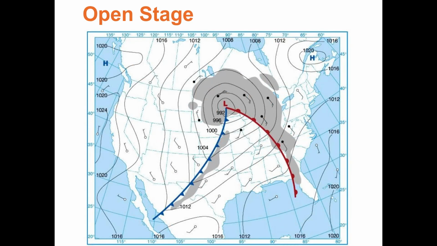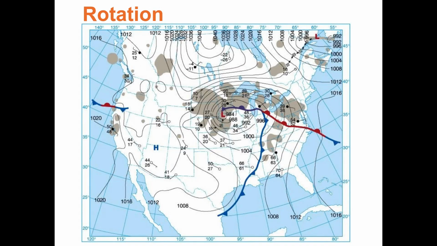Let's back that up. So there's day 1, day 2. Once you have occlusion, once it's in the occluded stage, it's on its way to dissolving because the warm air has been lifted up where it's cold. The cold air is on the ground where it's warm. Mid-latitude storms.